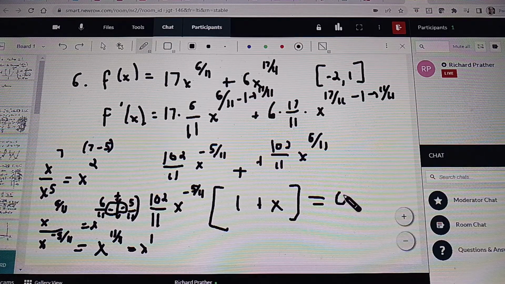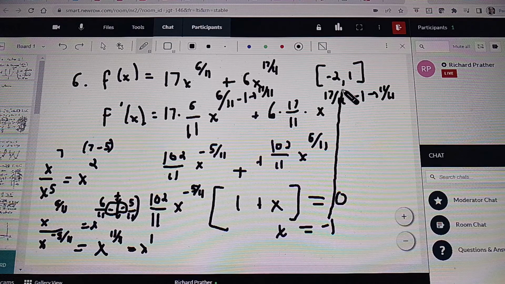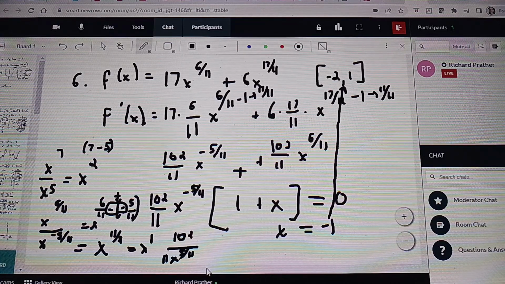So we can set this equal to 0. One of our critical numbers is going to be x equals -1 from this part. This here equals 0 when x is -1, and -1 is in our interval of question. This other part, if you set this equal to 0, 102 over 11x to the positive 5/11. If you move it to the bottom, it would be positive 5/11. Well, that's only going to equal, if you plug 0 in for x, that's the only thing that would cause anything to happen here.